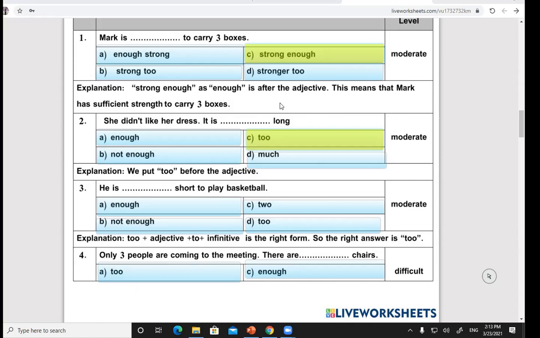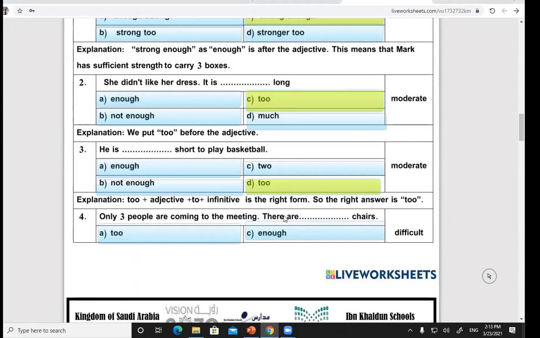He is short to play basketball. He is enough short, not enough. Too or to? Which one? A, too, B. Too short. Too short. Good. Number 4.